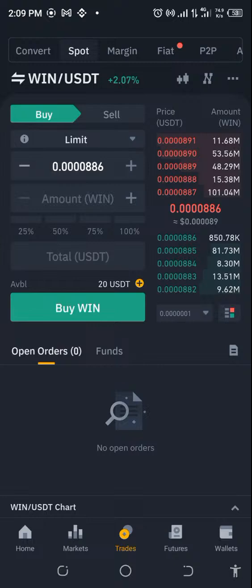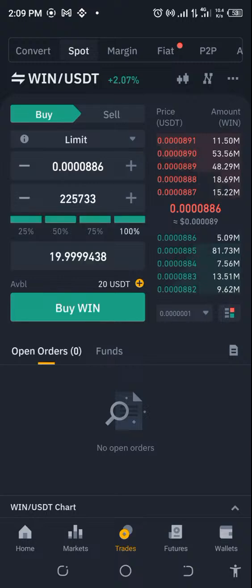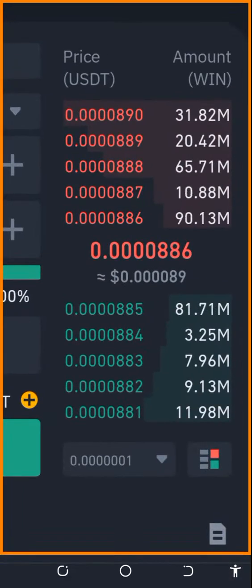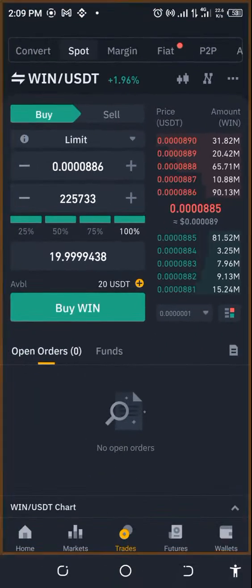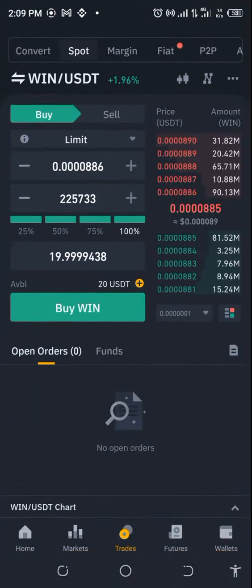The price here is 886. So let's see how much we can get. In this case, this is 225,000. So I have to check to see whether I can get this sold immediately, right? If we look at it, yeah, it's possible, but don't forget, you can see right now the price is going down. The price is going down.